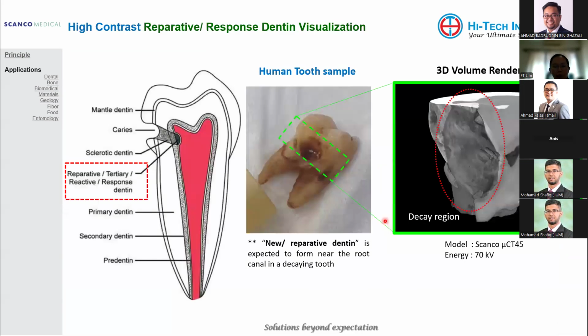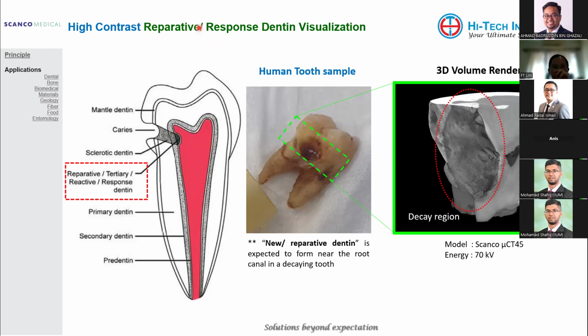And this is one of the samples given by my user. It is a human tooth. I guess the decaying region has gone into the root canal, that's why they have no choice but to extract it, to remove it. But the main purpose of this group of researchers is to look at the reparative or the new dentin by using a 3D X-ray MicroCT.